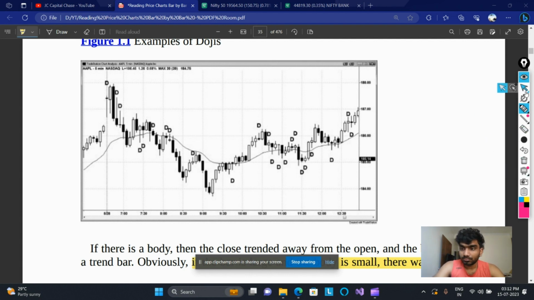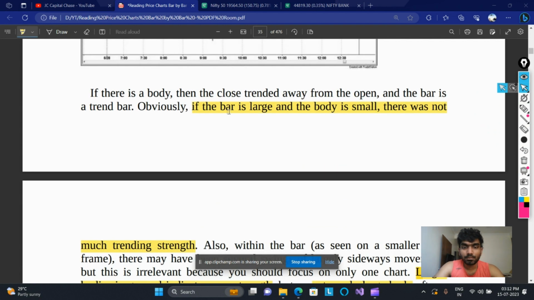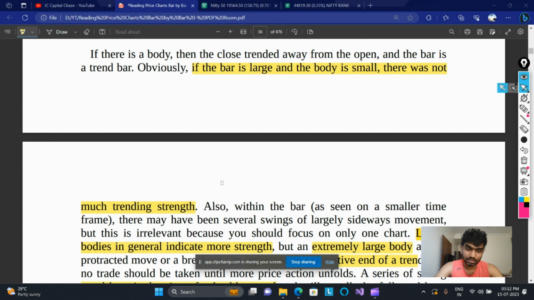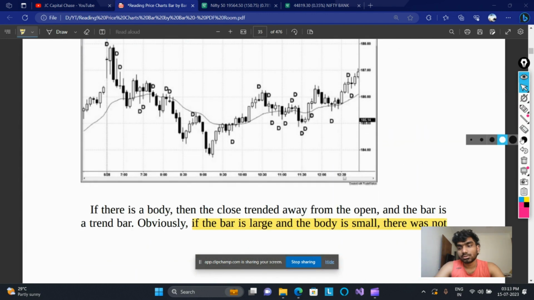So now let's take a look here. If the body is small and the bar is large, there was not much trading. So a doji candle is also considered to be very poor in strength. It has no strength because otherwise the low and the open and the close would be in a bigger range, right?